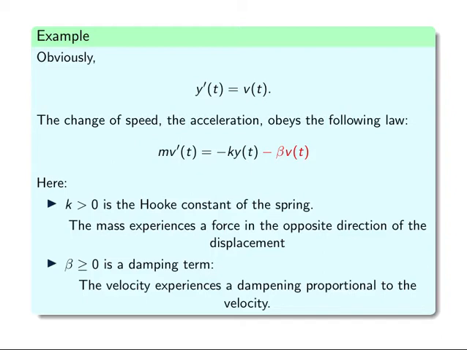And now to this other term, beta v(t). In this context, beta is a non-negative damping term, and generally speaking, it describes that the velocity experiences a dampening proportional to the velocity. In an ideal context, beta might just be 0, but in most practical contexts, beta has a non-negative value. For example, it describes the loss of energy due to air friction.